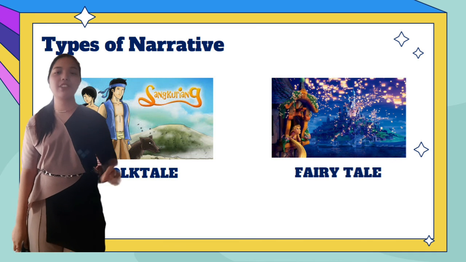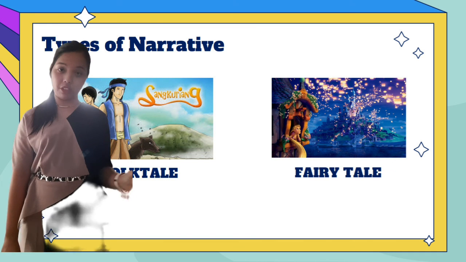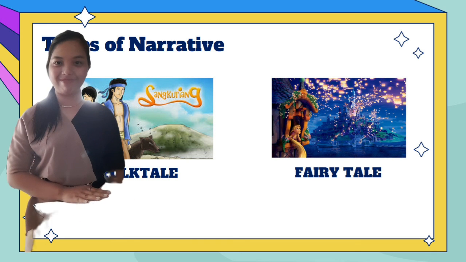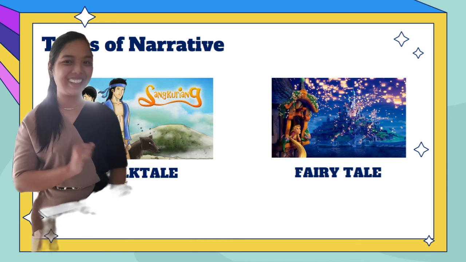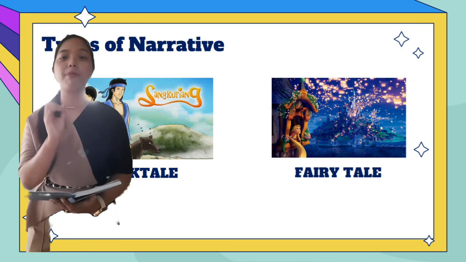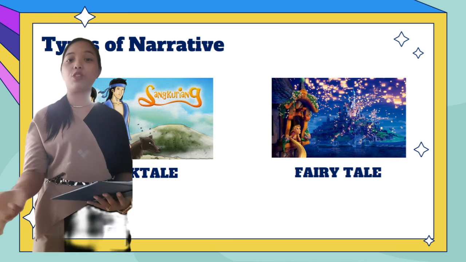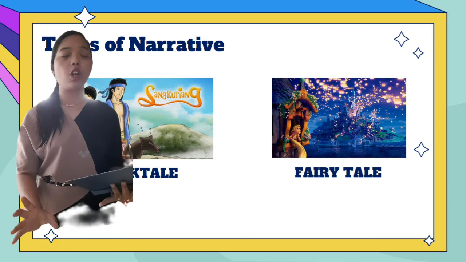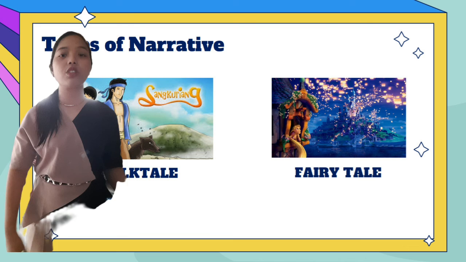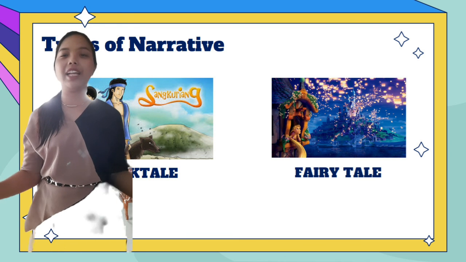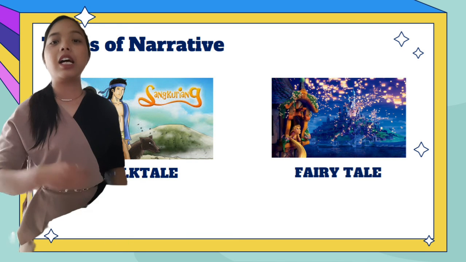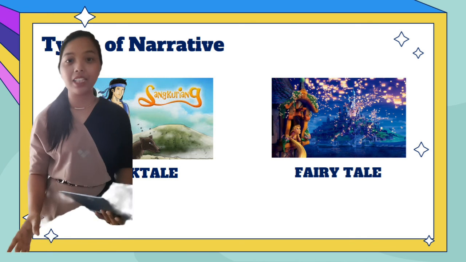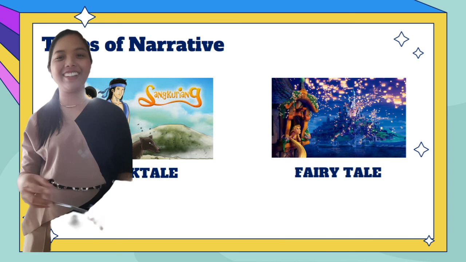Narrative text has many types of the story. The first is about folktale. Do you know, guys, about folktale? Yeah, folktales are stories passed down from generation to generation by word of mouth, which is called oral tradition. It also explains the wonders of the world and teaches morals and lessons. For example, in Indonesia, Sangkuriang, Danau Toba, and Malin Kundang.